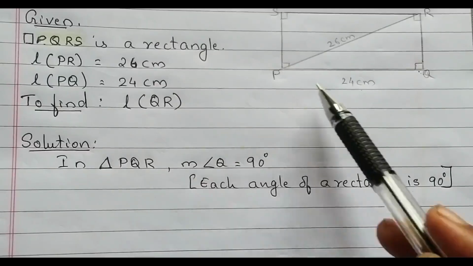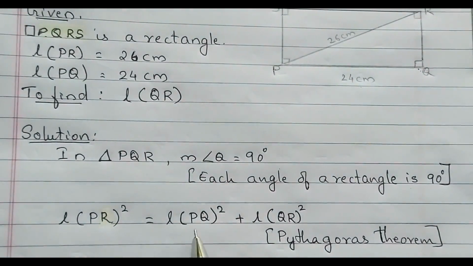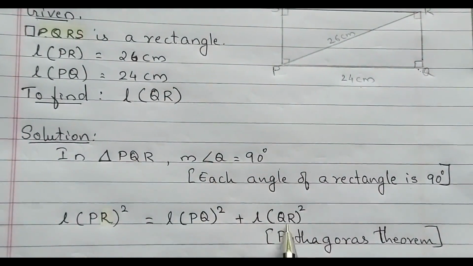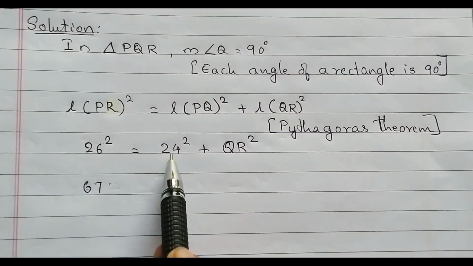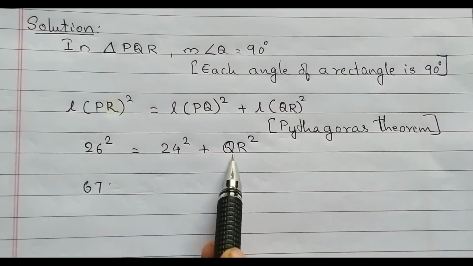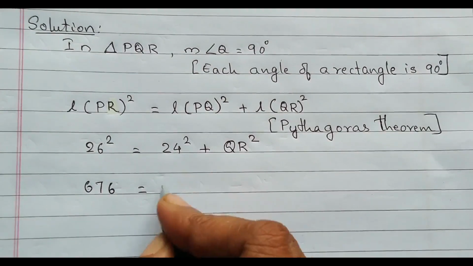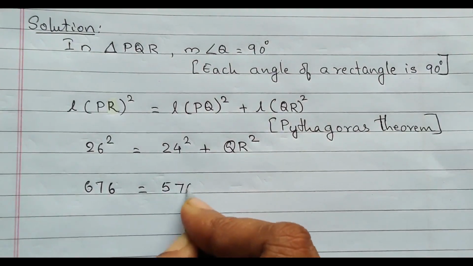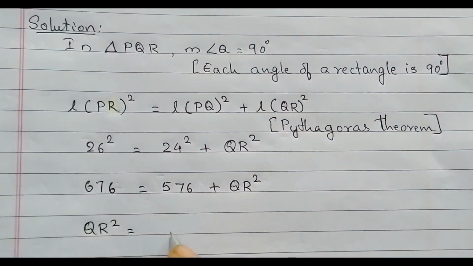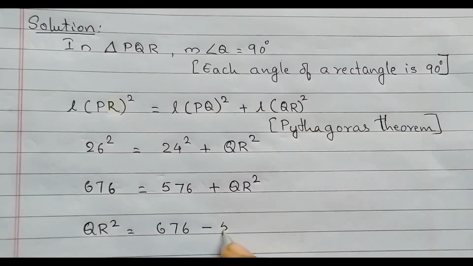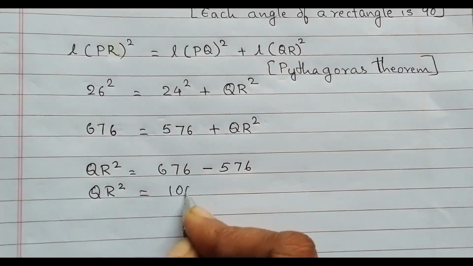So using Pythagoras theorem in triangle PQR, we can write length PR square is equal to length PQ square plus length QR square. Now let's substitute the values we know. So we get 26 square is equal to 24 square plus QR square. 26 square is 676, equal to 24 square, which is 576, plus QR square. From this, QR square is equal to 676 minus 576. That is, QR square is equal to 100.